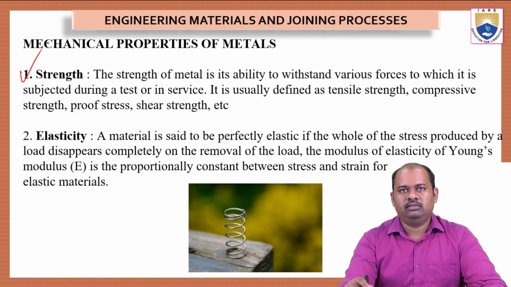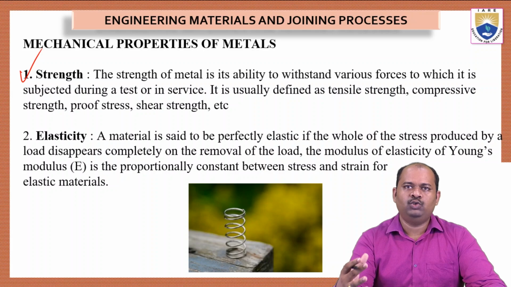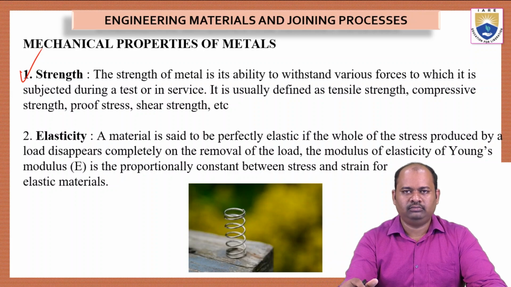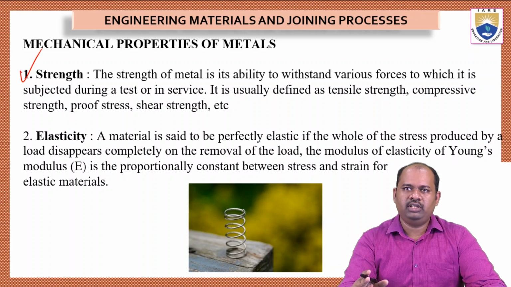What is strength? The basic definition of strength is that the strength of a metal is its ability to withstand various forces to which it is subjected during a test or in service. So, strength is the ability of a metal to withstand loads or forces, whether the metal is being used in a particular application, a particular service, or in testing conditions. It is usually defined as tensile strength, compressive strength, proof stress, shear strength, etc.